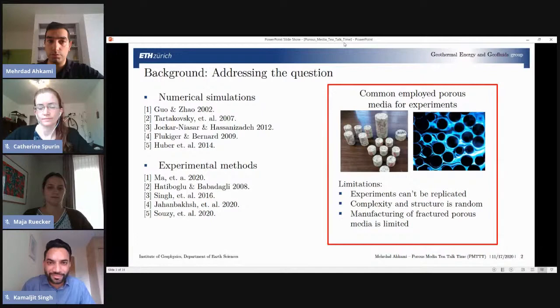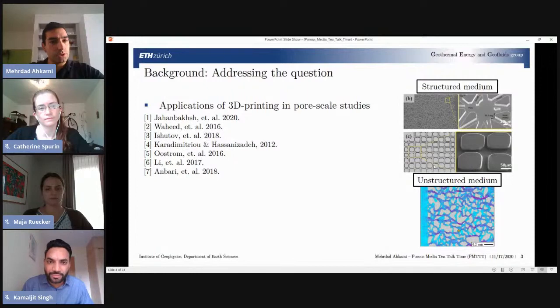There are various numerical simulation methods and experimental methods as well. For the sake of time, of course, I can't go through all of them, but I want to point out some commonly employed porous media which are used for experiments, which can be, for example, core plugs or randomly packed beds. Although these geometries have contributed a lot to our understanding of pore scale properties, they're associated with some limitations. For example, experiments sometimes can't be replicated. The complexity is random, it can't be engineered, and especially for randomly packed beds, the manufacturing of fractured porous media is sometimes limited. But with the recent advances of 3D printing, researchers are capable of addressing some of these shortcomings.